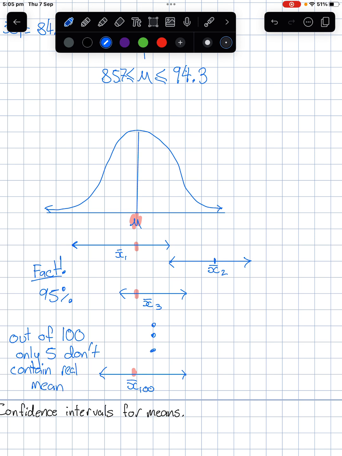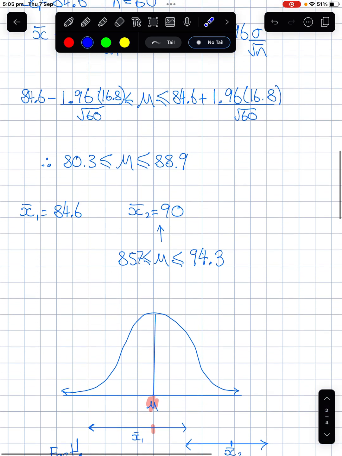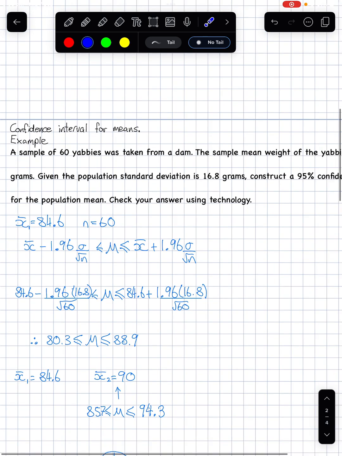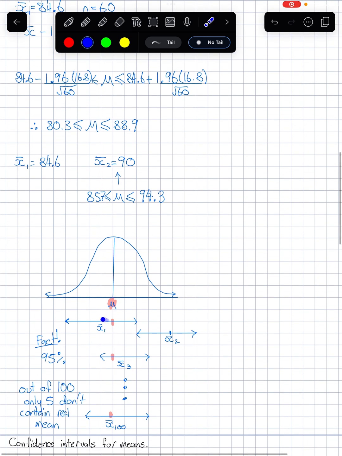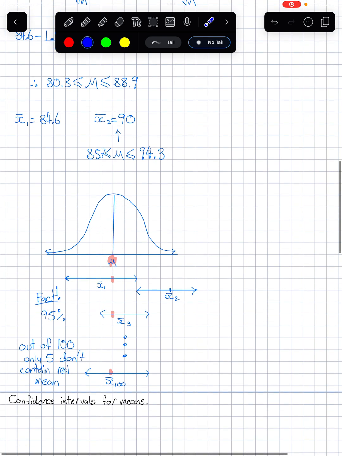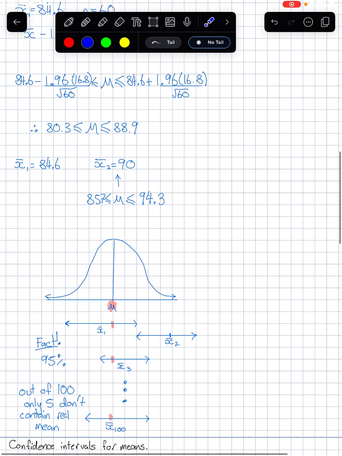Now, this is really important because this is the concept of what we're looking at here. This was a really simple confidence interval question on how to do this, but what you need to consider is the fact that this is one sample. We're 95% confident the one we've picked contains the mean, but if we do all these samples, 5 of them will not contain the mean, 95 will contain the mean. All right, so I'm going to leave that there.